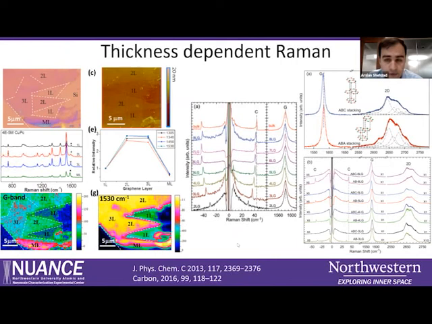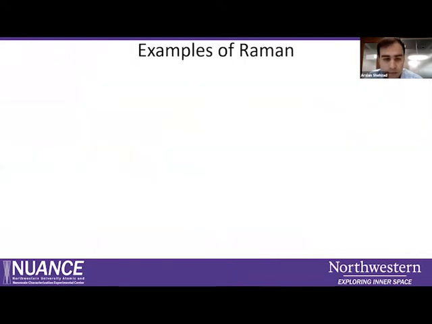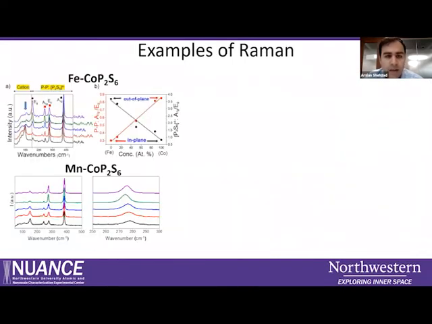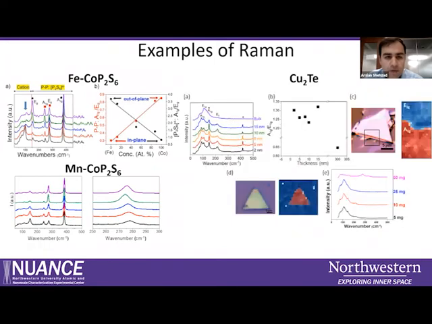Of course, it is different for other 2D materials. As examples of Raman, we have used chalcophosphate and also copper telluride, which I discussed previously. In the same way as in graphene, you can utilize these peaks to determine the thickness of different materials. For example, in this particular case, we used copper telluride, and these two modes, the A1g and E1g modes, and the ratio between the two can determine the thickness of these materials.